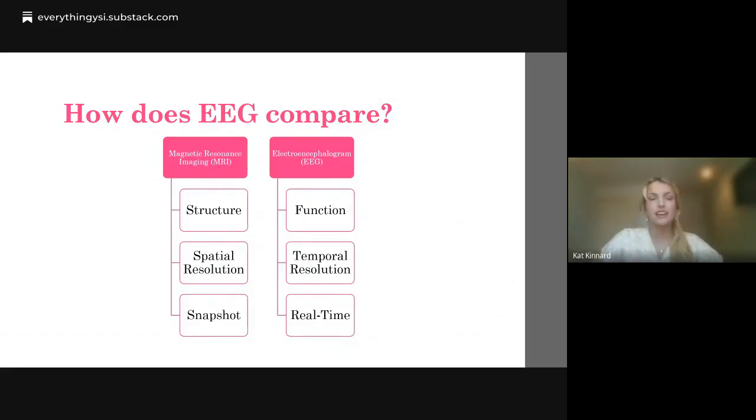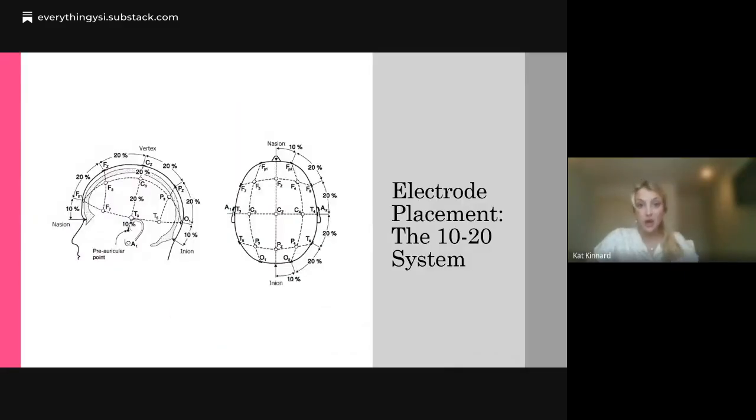An analogy I like to think of, an MRI is like viewing a car at a dealership. However, an EEG is taking that car for a test drive, seeing how it functions. So let's get into the nitty-gritty. How do we know how to record these waves?